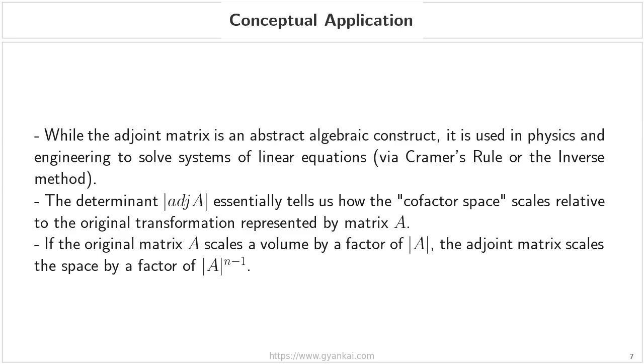Now that we have mastered the formula and seen it in action with our numerical example, let's take a moment to step back and look at the bigger picture. You might be wondering, why does this matter beyond just passing an exam?